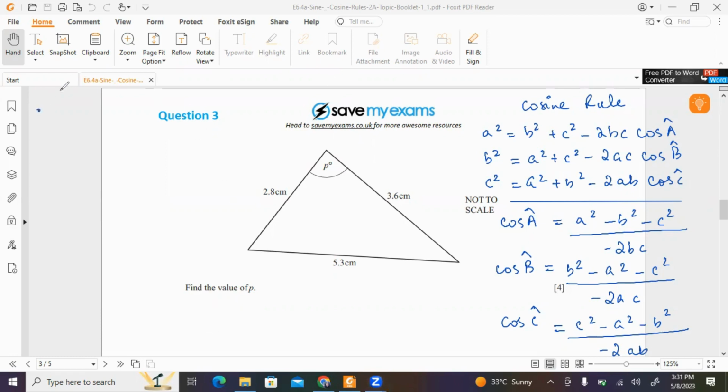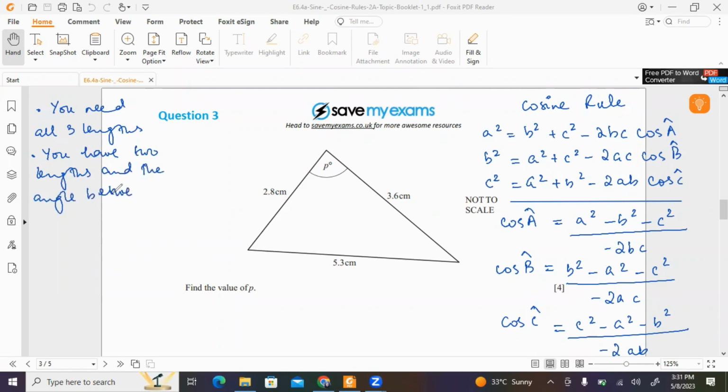So now the condition. The cosine rule is applicable when you need all three lengths, or you have two lengths and the angle between. If your triangle qualifies for either of these two conditions, then you can apply the cosine rule.